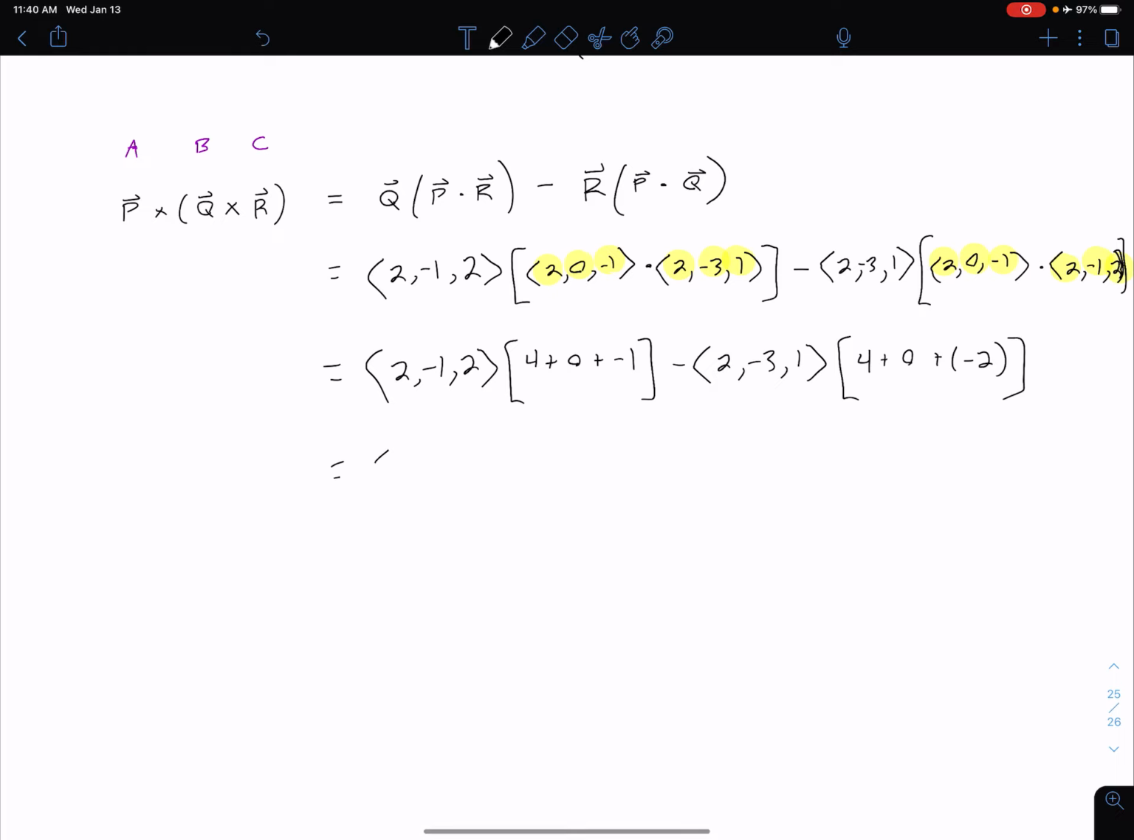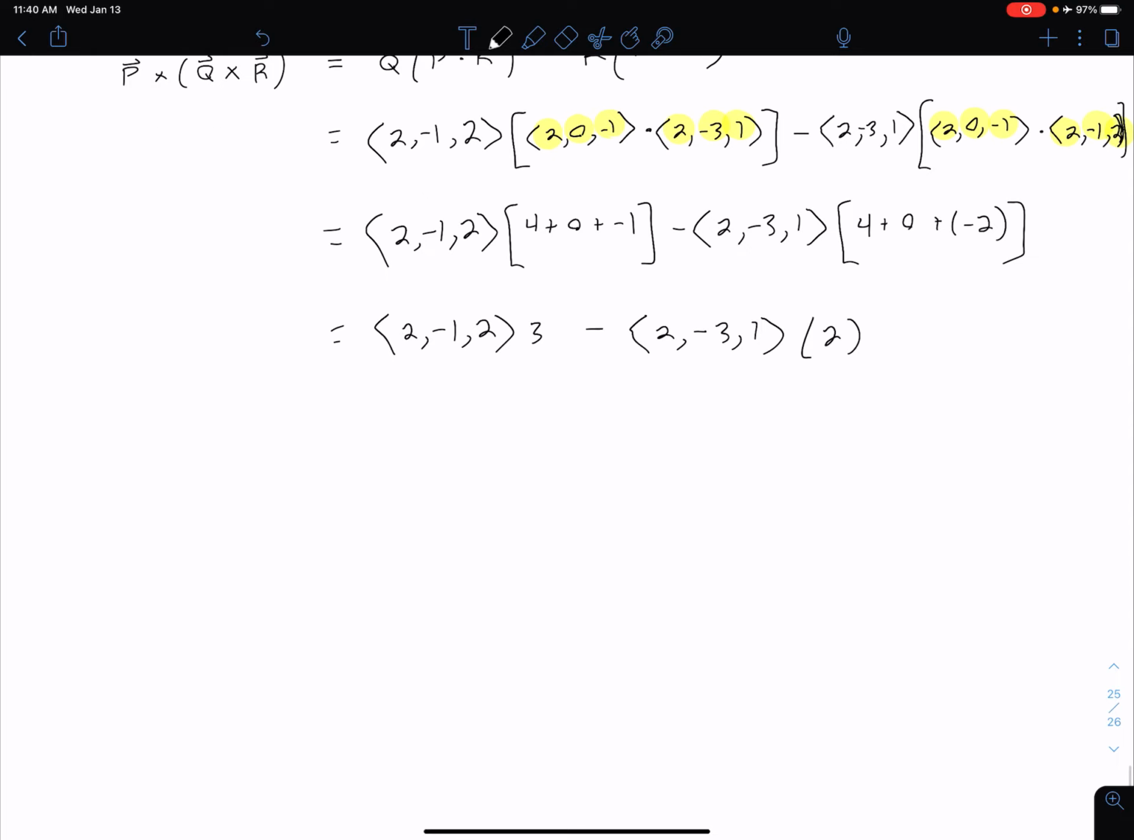So what this becomes then is <2, -1, 2> multiplied by a scalar. This first one is just going to be 3, and then minus our <2, -3, 1> multiplied by a scalar, which is just going to be 2. For scalar multiplication, we're just going to multiply each component by that scalar. So for instance, for this first term we have <6, -3, 6>, and for our second term we're multiplying everything by that 2, so we have <4, -6, 2>. And then finally we can do our subtraction, and I'm going to write this in terms of our unit vectors.